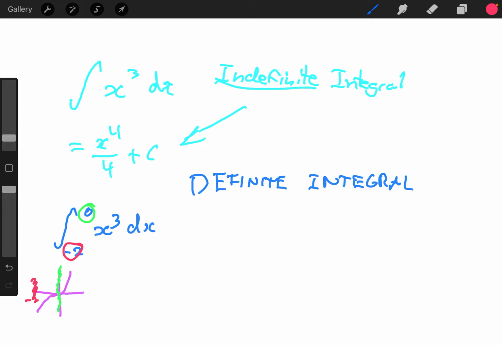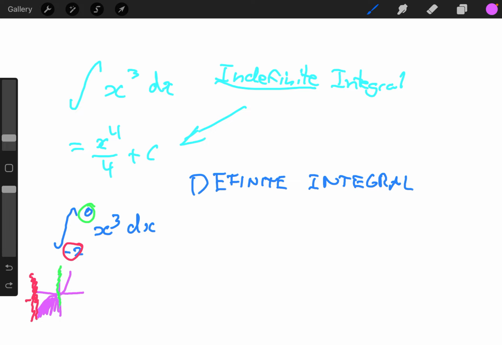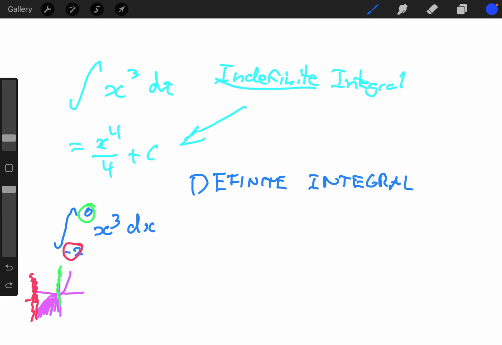Let's say this is negative 2 here, so put a line down there. It means you just want to find the area between negative 2 and 0, between those two x coordinates. We just want this area, we do not want this. Just that. That's what you put in, and well, how do you get it?